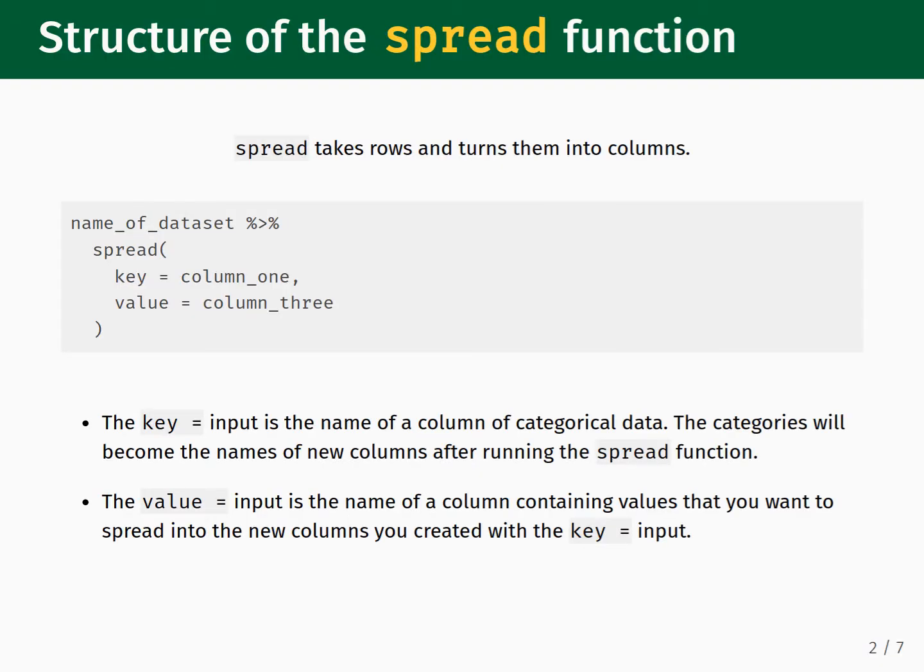We will learn how to use the spread function from the tidyr package to convert rows into columns. The purpose of the spread function is to convert rows into columns, which is the reverse of the gather function. The structure of the spread function is as follows.